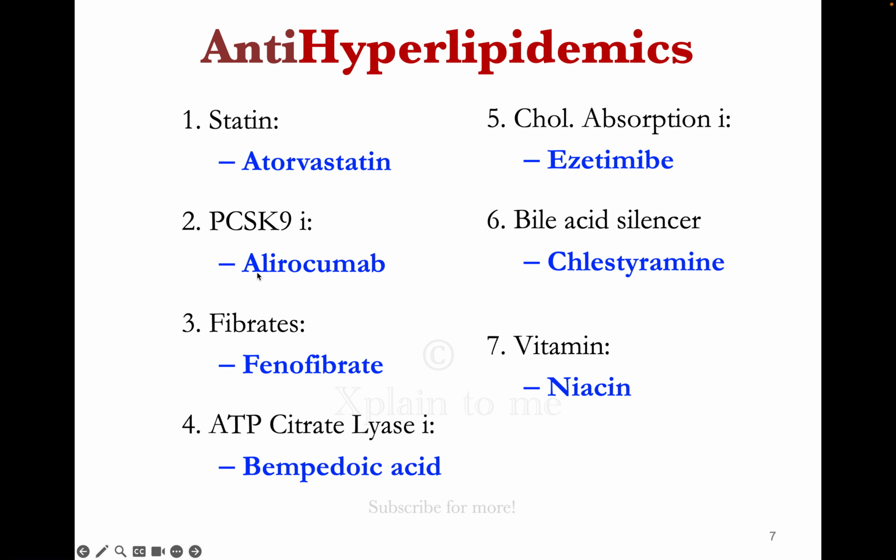Then PCSK9 inhibition will allow a lot of LDL receptors to be expressed on the hepatocytes so that they can pick up all the LDL flowing in the blood. So keep in mind about that. Then pharmacokinetics we already mentioned. This drug is not metabolized by the liver, so liver function is not affected for this reason. It is just like an immunoglobulin IgG, broken down by proteolytic enzymes after use. So that's a very good factor.